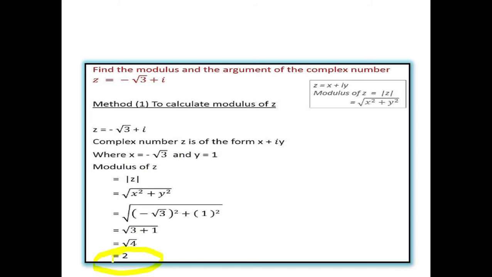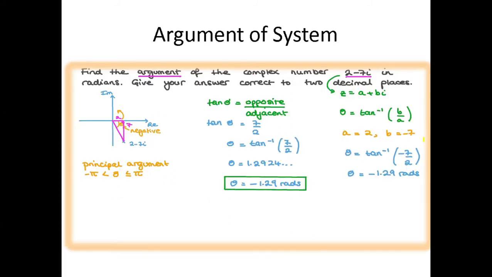Okay, and then what is argument? In the argument system, it is considered in quadrant form, meaning the angle will be different for different quadrants. First quadrant 0 to 90, then 90 to 180, then 180 to 270, and 270 to 360. Then find the argument of this complex number, and the complex number is 2 minus 7i. This is my complex number, so 2 is x and minus 7 is y.